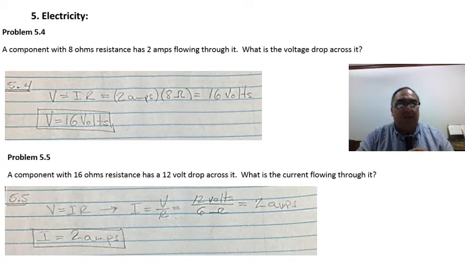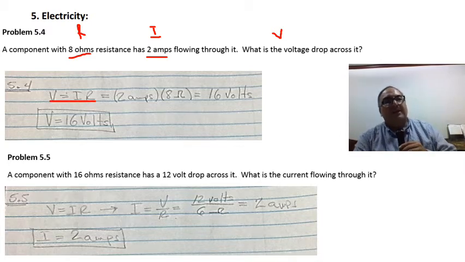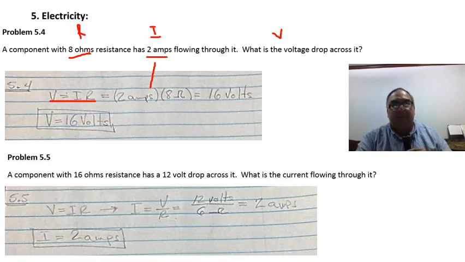Okay, a component of 8 ohms, so we have a resistance, has 2 amps flowing through it. So we have resistance and we have current, and what they want is the voltage. So basically we use V = IR, remember Ohm's law, and we have the current, 2 amps, and then we have 8 ohms here, and we have 16 volts: 2 times 8 is 16, so there you go.